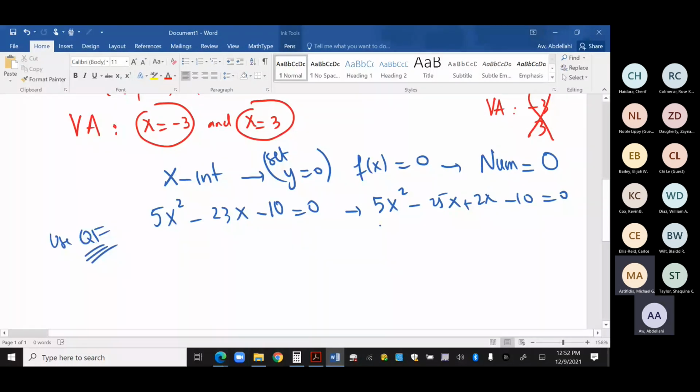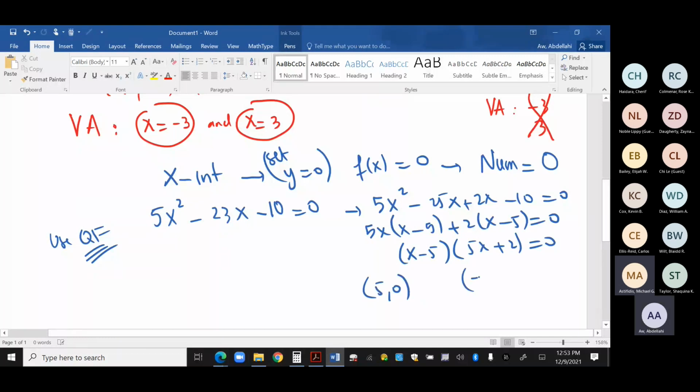Which is 5x times x minus 5 plus 2 times x minus 5 equals 0. We get x minus 5 times 5x plus 2 equals 0. So we get the two x-intercepts are 5, 0 and negative 2 over 5, 0. These are the two x-intercepts.